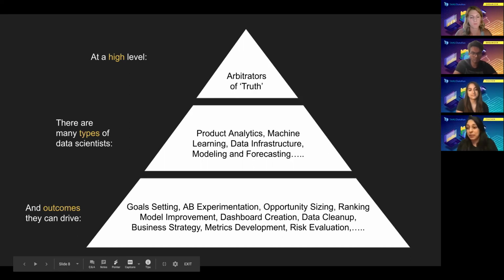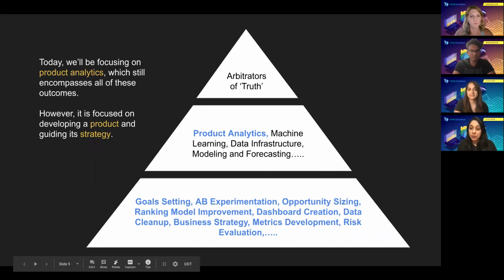These are all things that we even talked about in the previous slide. So there's a lot of different archetypes, and every role can honestly have a huge variety of all of the things that we just listed, depending on what you're interested in and what outcomes you're trying to drive. So today we'll be mostly focused on product analytics because that's the archetype at Facebook that Isha and I work in.